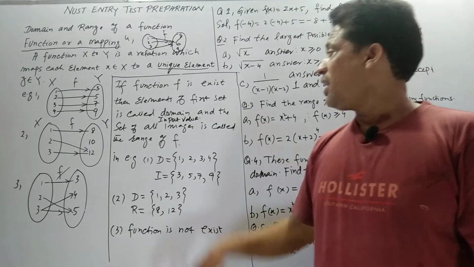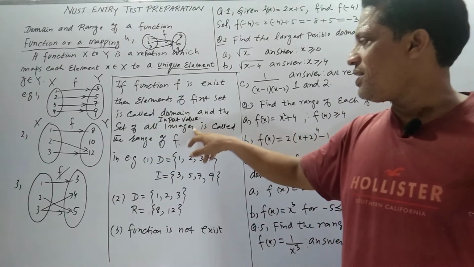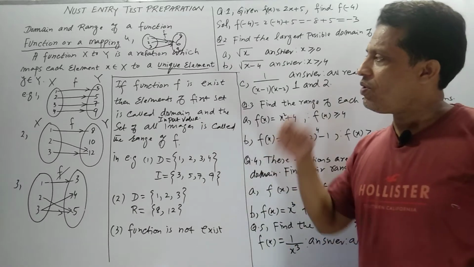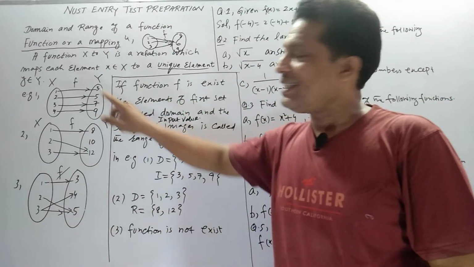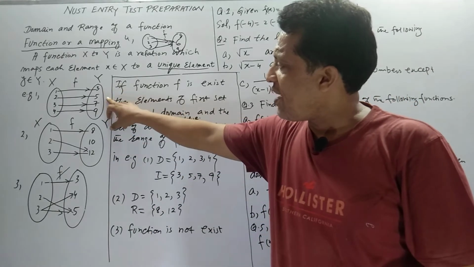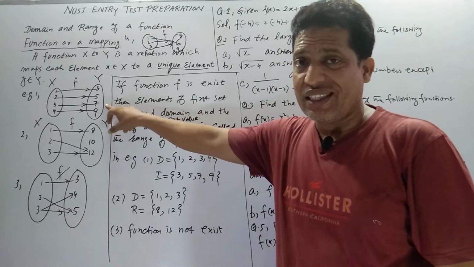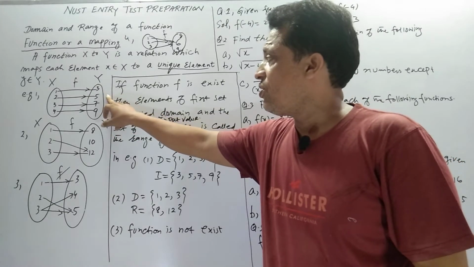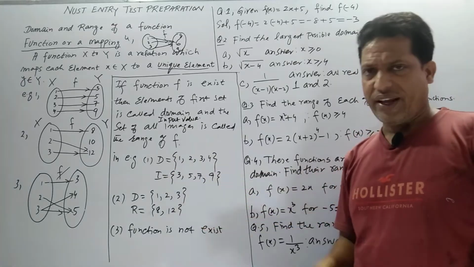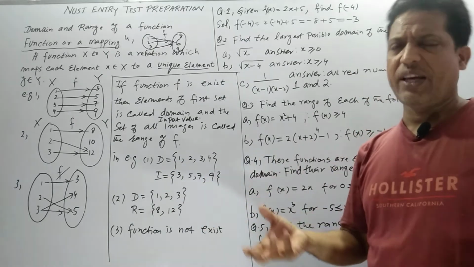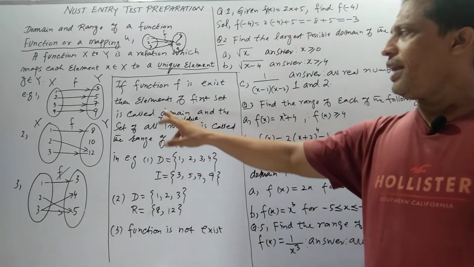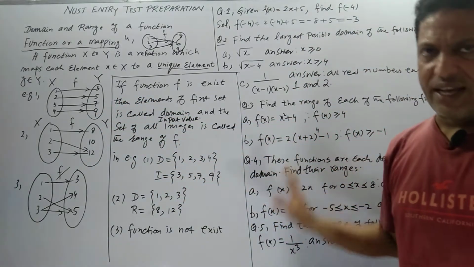What is the range? The set of all images is called the range of f. All images means how many elements in the second set are involved. In example number 1, 3 is involved, yes. 5 is involved, yes. 7 is involved, yes. 9 is involved, yes. Therefore, the range of example number 1 is, where I stands for range or image, and range and image are the same, no issue. So the range is 3, 5, 7, 9.